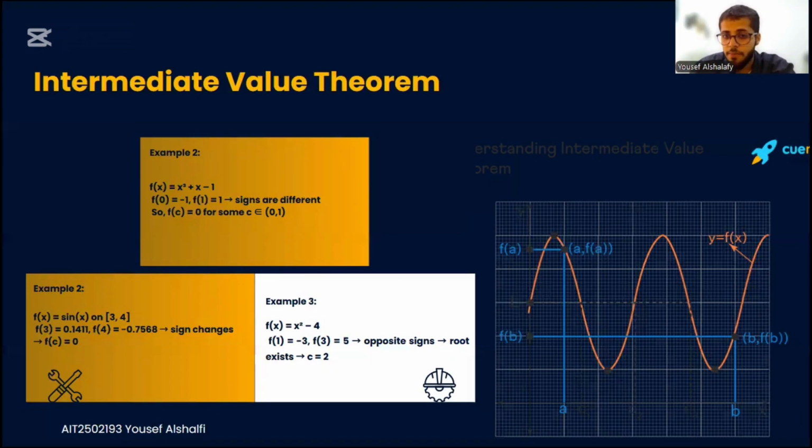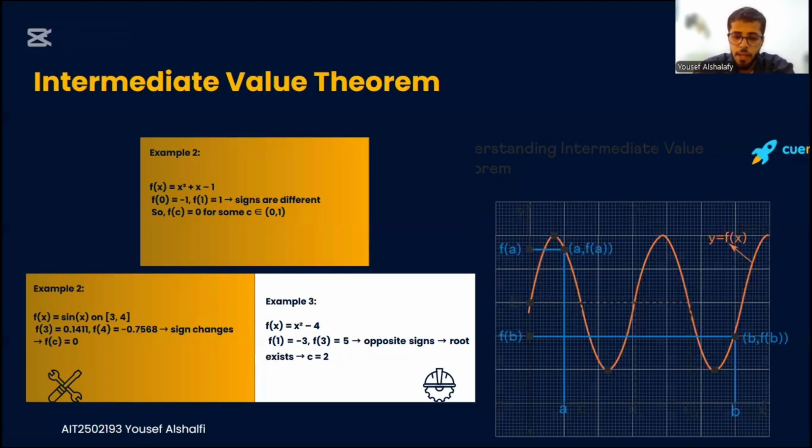Since the values have opposite signs, the function crosses the x-axis in that interval. Because sine is continuous, we can say that there is some number c between 3 and 4 where sin(c) equals 0.